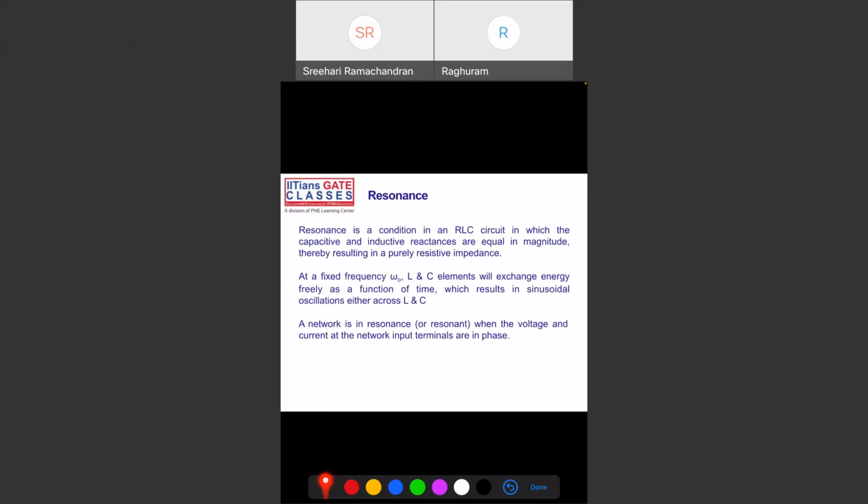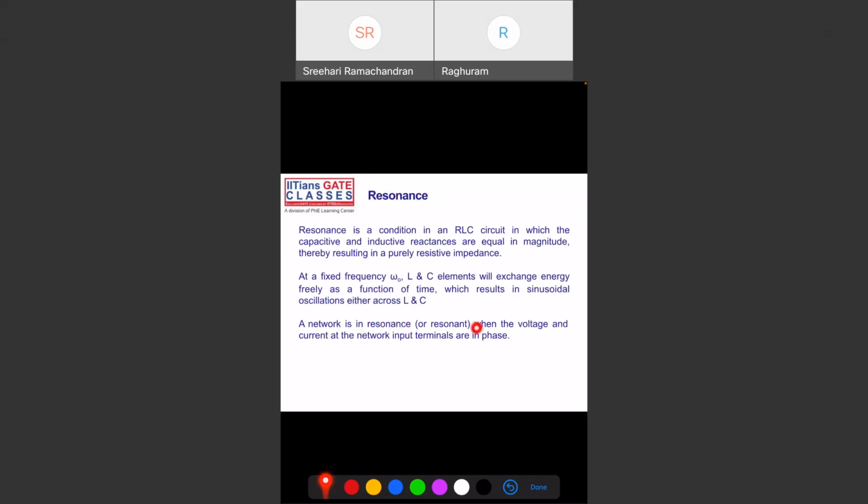So that is the condition called resonance. At a fixed frequency omega naught, the resonant frequency, L and C elements, the energy storing elements, exchange energy freely as a function of time, which results in sinusoidal oscillations across the L and C elements. That phenomenon is called resonance.